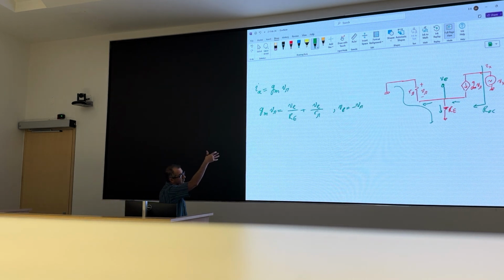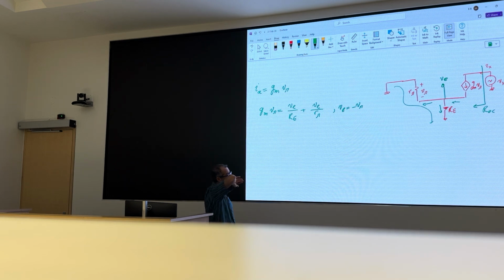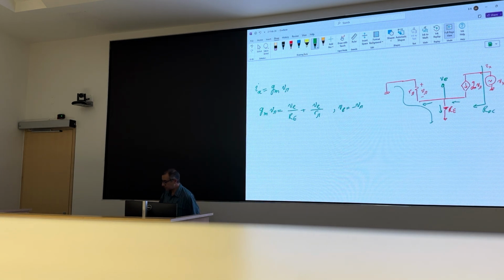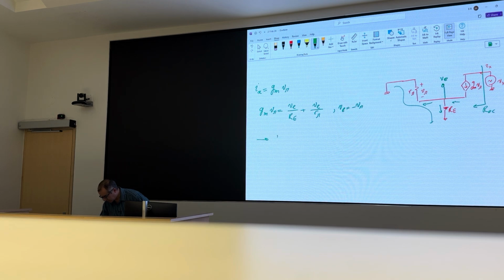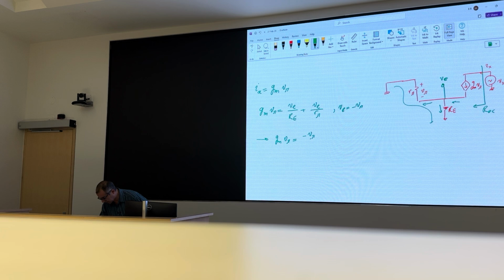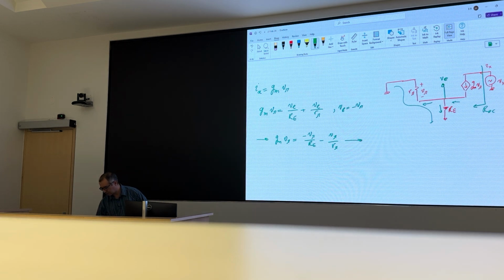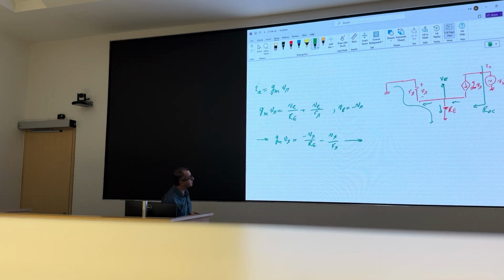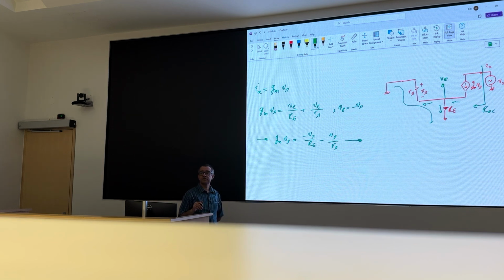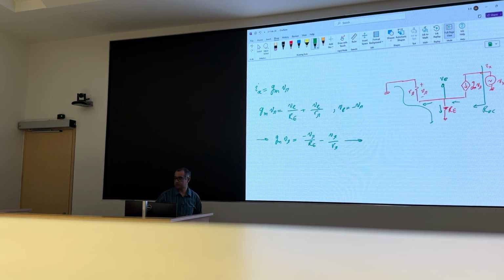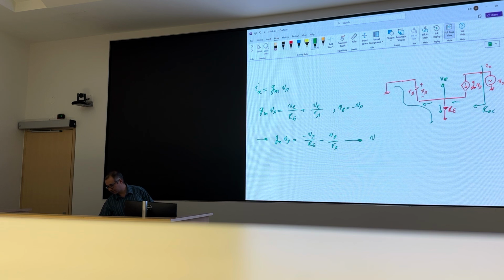If I call that voltage drop V pi, VE must be minus V pi. Then I'm done. Well, if you have ground here, and then there's a voltage drop across the resistor, and V pi is connected to ground, so it drops it down. So one equation, one unknown. What is V pi?